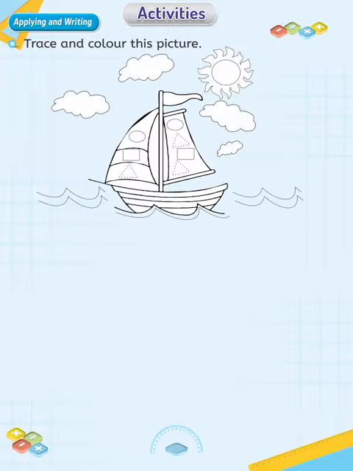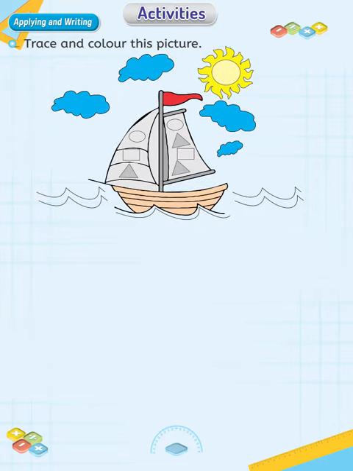Applying and writing. Trace and color this picture. Dear children, you may color different objects shown in this picture, as you have seen several times. For example, you know yellow color represents the sun. So fill yellow color in the sun. Now, do the rest yourself.